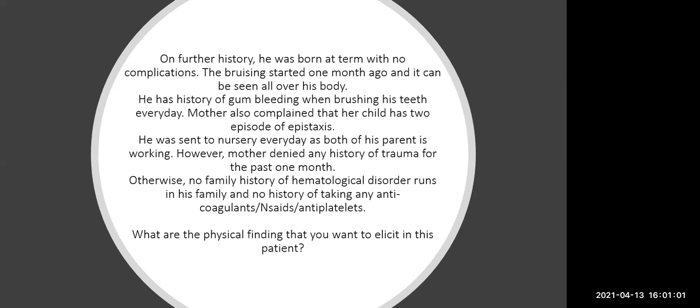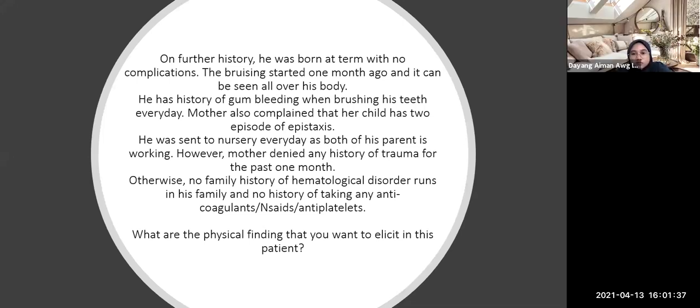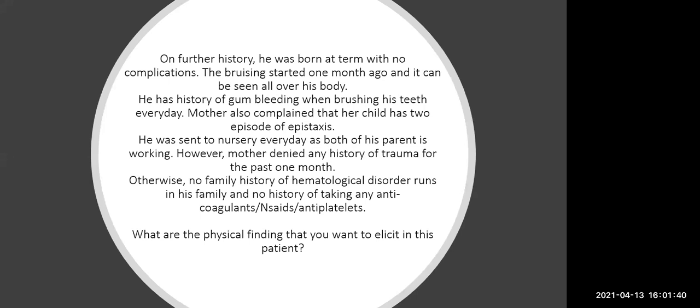So for general examination, I would like to look for any sign of anemia such as conjunctival pallor, and then I would like to look for evidence of bruises because, as mentioned before, the patient presented with bruises, right? So for the bruises, we look at the whole body, and then any other sign of bleeding, for instance petechiae. And for the abdominal examination, I would like to look for any hepatosplenomegaly. I think.